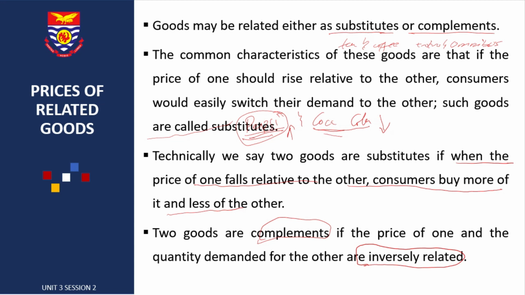They are inversely related. What do we mean by that? When the price of one of the commodities rises, the demand for the other will go low, and vice versa. Examples of complement goods are pen and ink, tobacco and pipe, car and petrol. And these goods are normally jointly consumed.